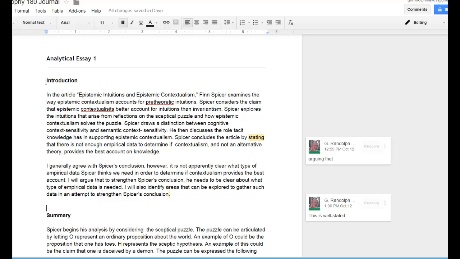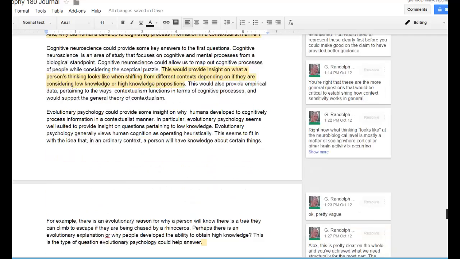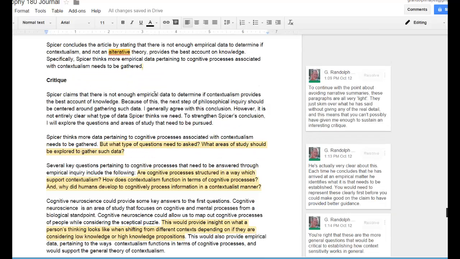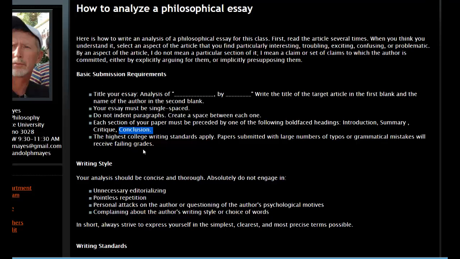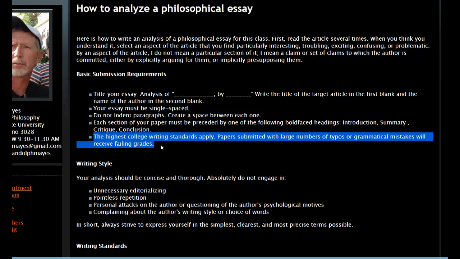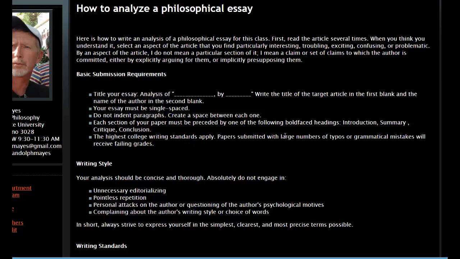But again, you'll see this is what I mean: introduction, bold-faced heading; summary, bold-faced heading; down below the summary, critique, bold-faced heading. Okay? And then finally, this is college, and this is an upper division class, one of our most demanding upper division classes, and you can't give me papers that have a bunch of typos, grammatical mistakes, etc. The occasional typo, the occasional grammatical mistake, I'm going to overlook that.